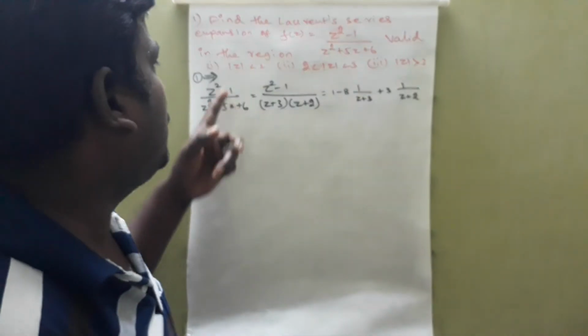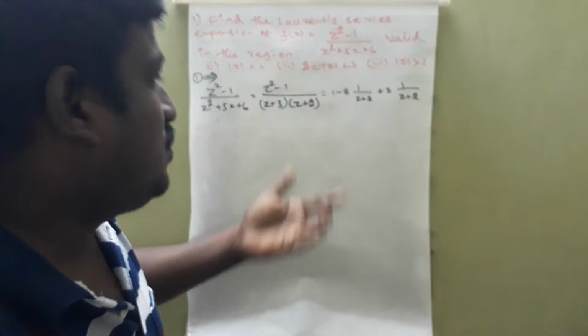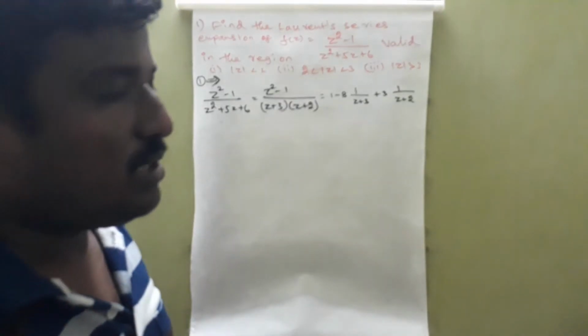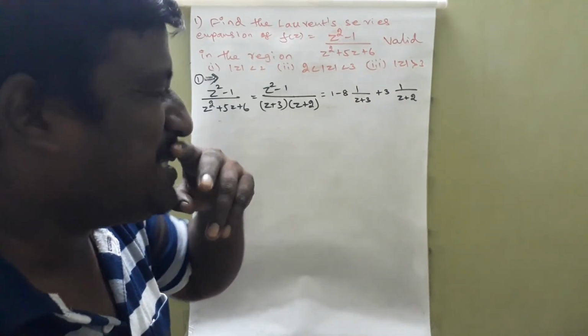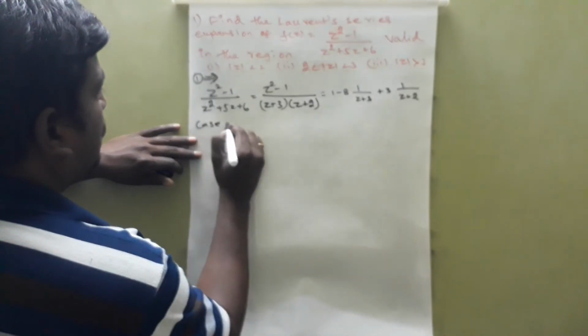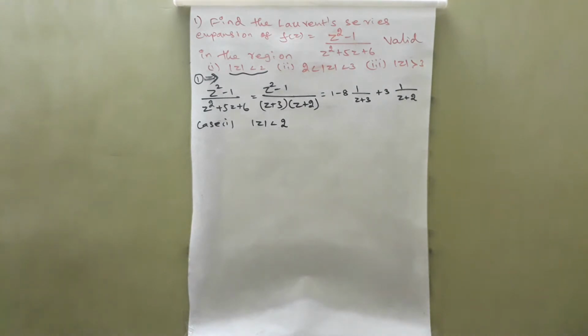Now, 1 implies z square minus 1 divided by z square plus 5z plus 6. I can write this as z square minus 1 by z plus 3 into z plus 2. After applying the partial fraction, finally I have 1 minus 8 into 1 by z plus 3 plus 3 into 1 by z plus 2. Now my case 1. What's our case 1? Modulus of z less than 2. This is my case 1.